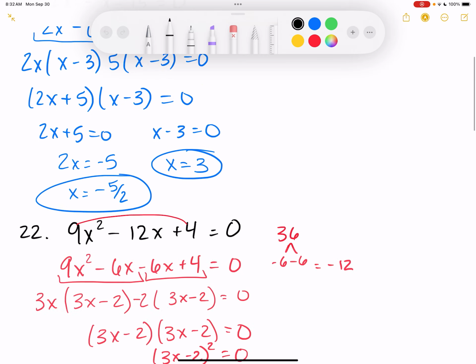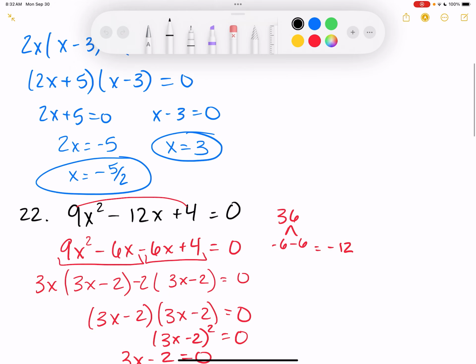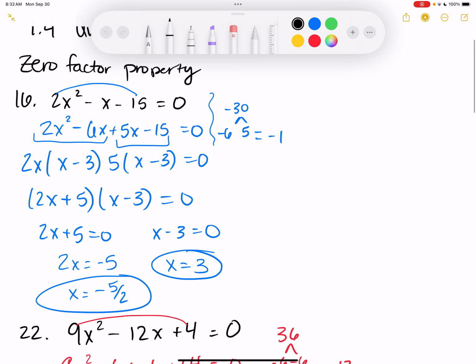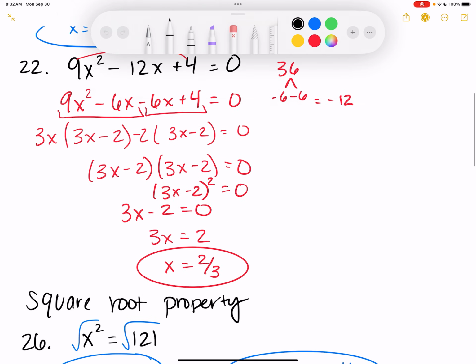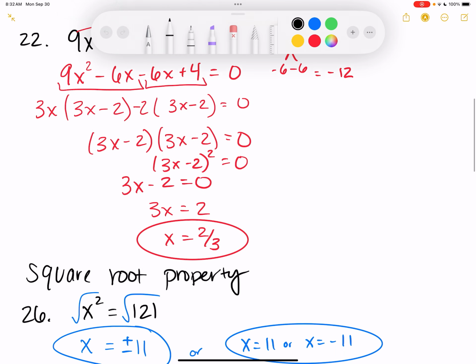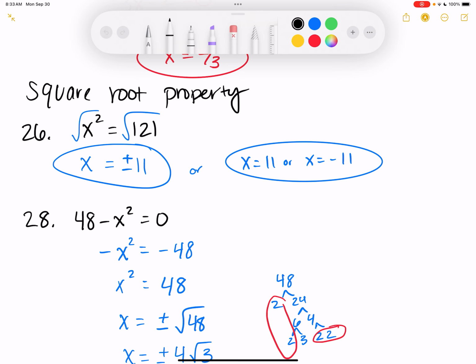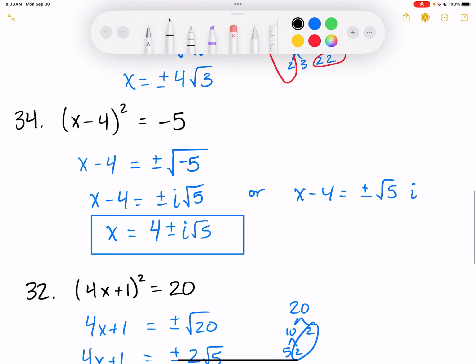We've done the zero factor property, which was just factor and set each piece equal to 0. We had also done the square root property, which was basically move everything over and then take the square root of both sides. And when you do that, you get plus or minus. There's 2 answers for a square root. And that's where we had stopped.